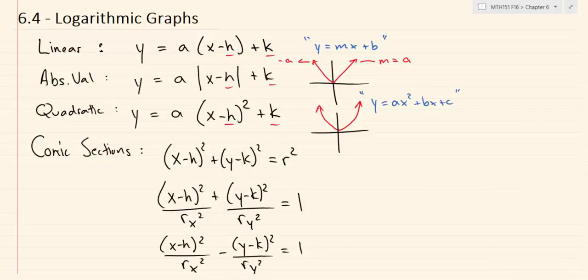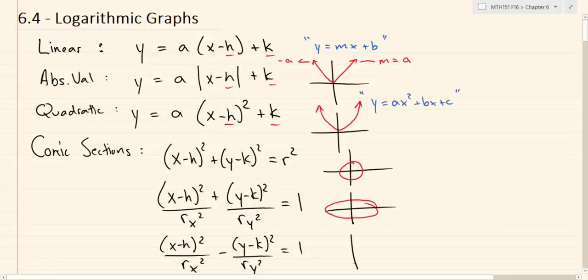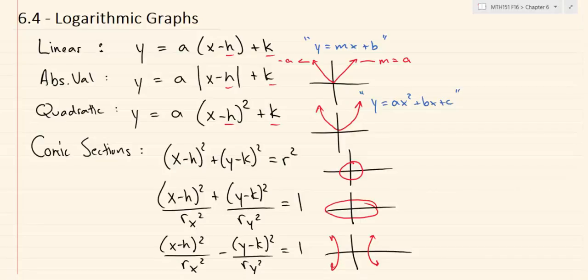And so this was the equation for a nice circle. This was the equation of an ellipse. And this was the equation of a hyperbola. But notice all of these equations, everything that we've looked at for this entire course so far, has had an h and a k in it.